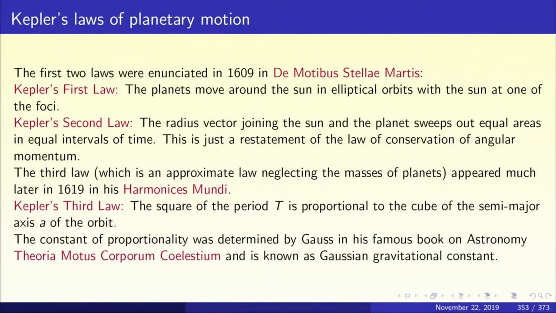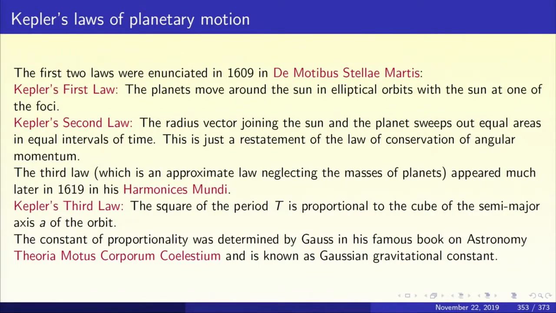The first two laws of Kepler were enunciated in 1609 in his De Motibus Stellae Martis. Kepler's first law says that the planets move around the sun in elliptical orbits with the sun at one focus. Kepler's second law states that the radius vector joining the sun and the planet sweeps out equal areas in equal intervals of time. This statement is just a reformulation of the conservation of angular momentum.